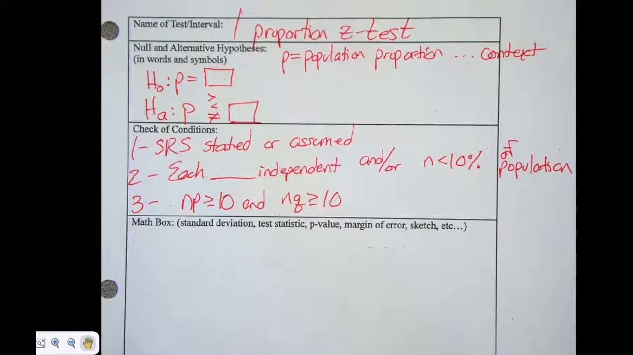And is less than 10% of the population. Those are both getting at independence. We'll get into that more as we go, and then this is what we just did, that NP is greater than or equal to 10, and NQ is greater than or equal to 10. You have to write both. If they're both there, you want to write them both.